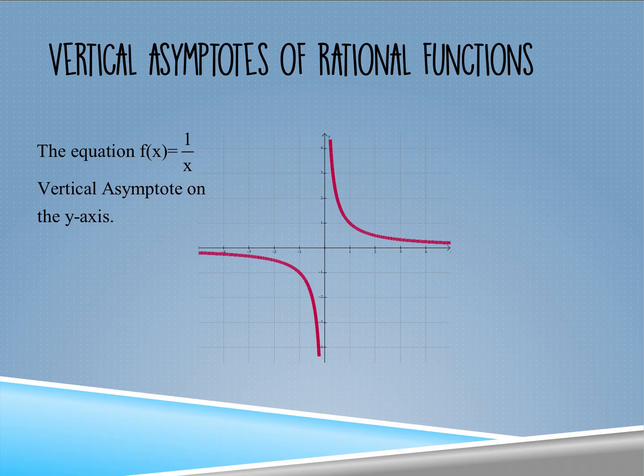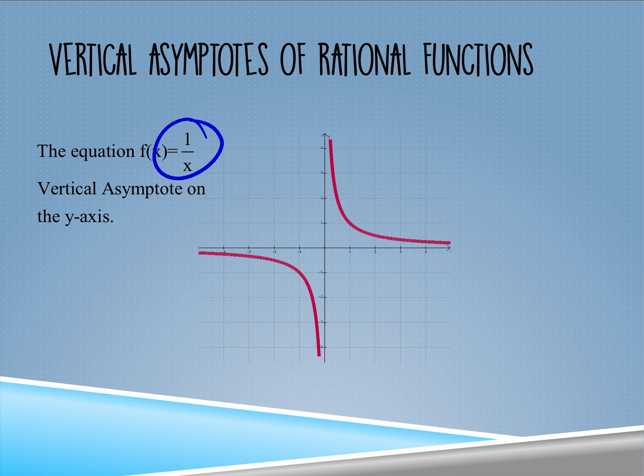So we also have vertical asymptotes. Asymptotes are lines that our graph gets really, really close to but doesn't cross. So for vertical asymptotes, we don't cross the vertical asymptotes. This is our parent function of a rational function. So just our basic 1 over x, this is what our graph would look like.